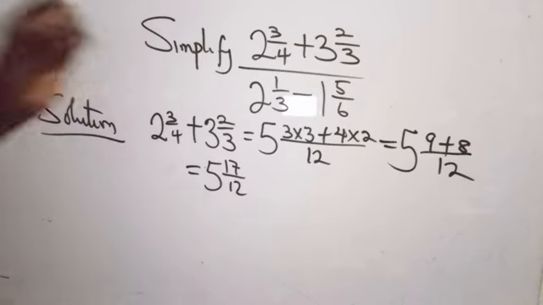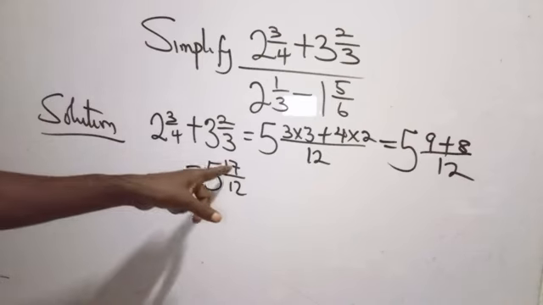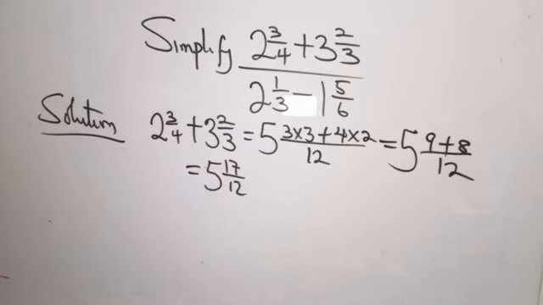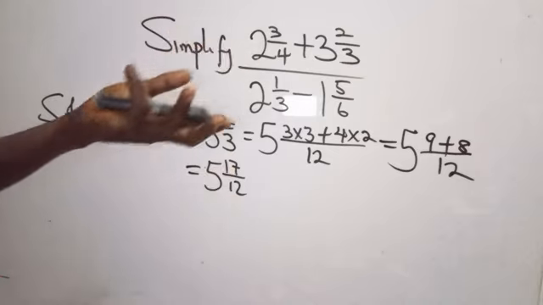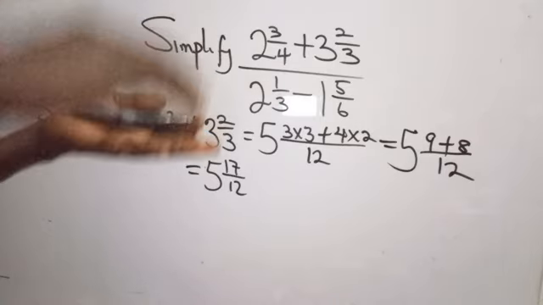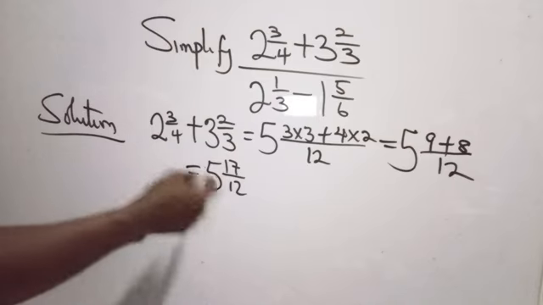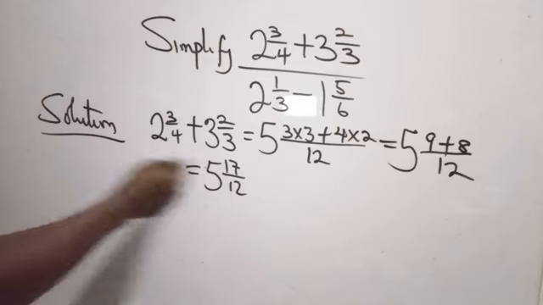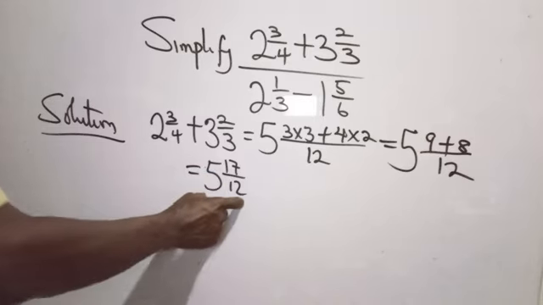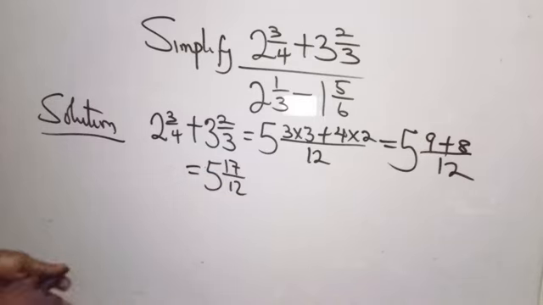For a proper fraction, the numerator must be less than the denominator. It's just like placing a trailer on an Okada rider, or placing a trailer on a motorbike. This 17 is more than 12, so that is not possible. So we have to change this improper fraction to a proper fraction. How do we change it?